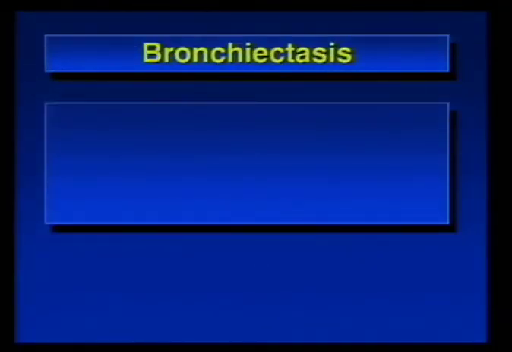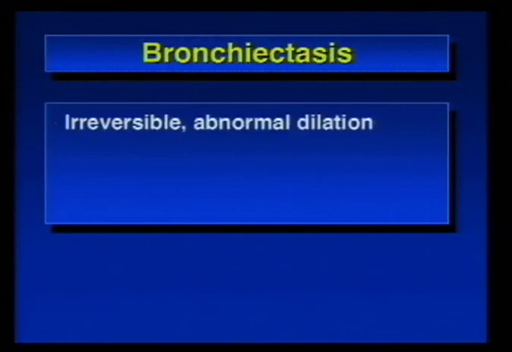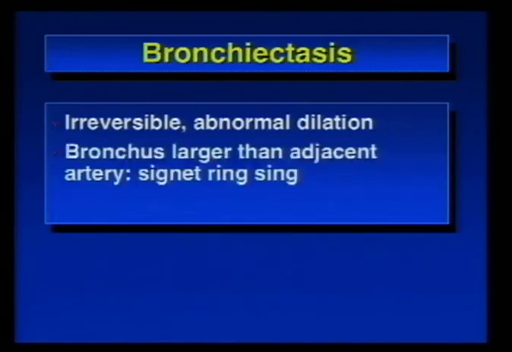Okay, pretty easy. Let's move on and talk about bronchiectasis. This is defined as irreversible abnormal dilation of the bronchi, as opposed to normal dilation. The bronchus is larger than the adjacent artery on a CT scan, especially if you're looking on a high-resolution CT scan. What you're looking for is the bronchus and the adjacent artery, and if the inner wall to inner wall diameter of the bronchus is larger than the adjacent artery, that is called bronchiectasis.